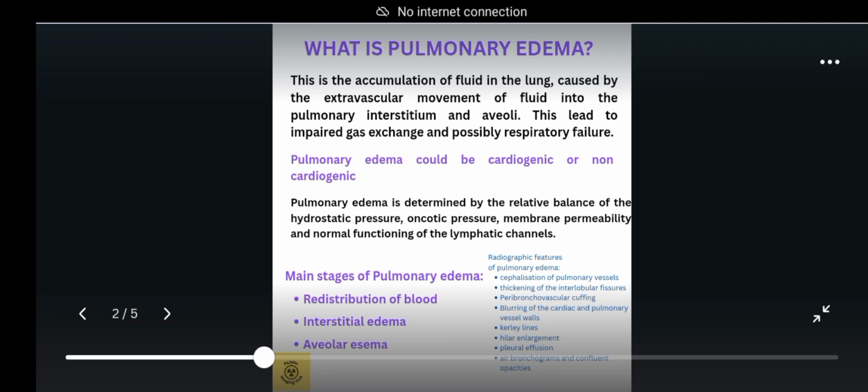So you can see if hydrostatic pressure increases, oncotic pressure decreases, membrane permeability increases, and the pulmonary lymphatic channels become defective, there could obviously be increase and retention of fluid in the lung space. That is pulmonary edema. So you can see how these determinants can play a role and cause pulmonary edema to occur by defect in one, two, or all of them.